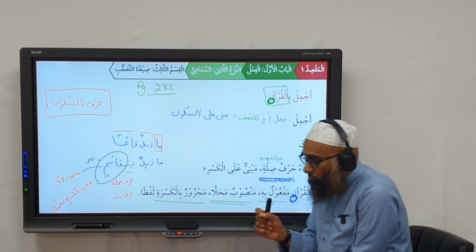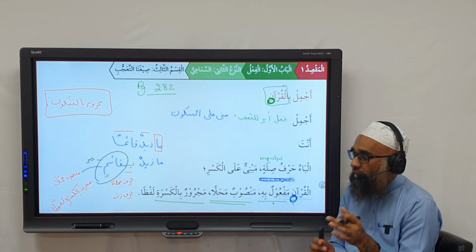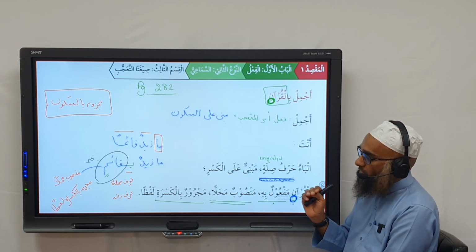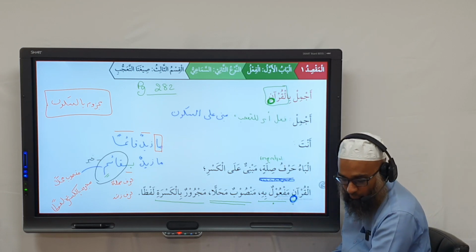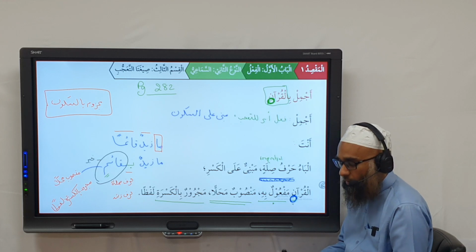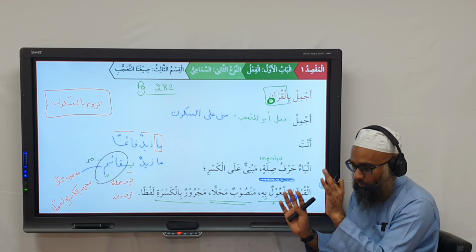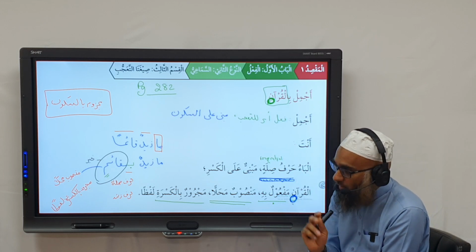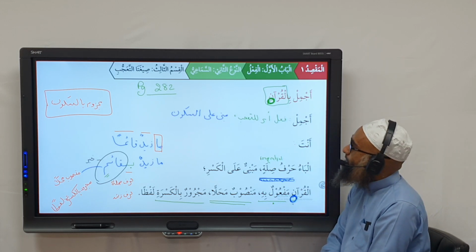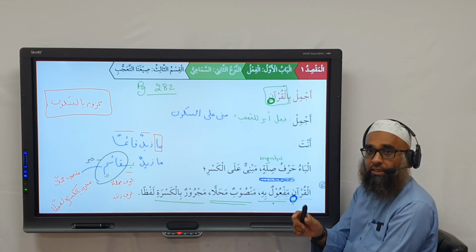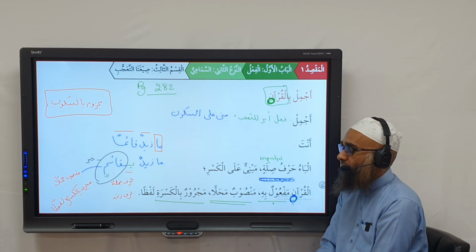We will focus on it a lot more in the upcoming chapters when we discuss the harfun jar. But for now, that's how you do the i'rab of it. So keep a note of it. If you want more information, for now you can look in our Arabic book at page 282, or you can just keep it on mental pause if you're still struggling, and it'll come in the harfun jar chapter at the end.